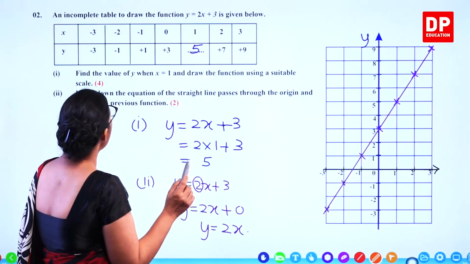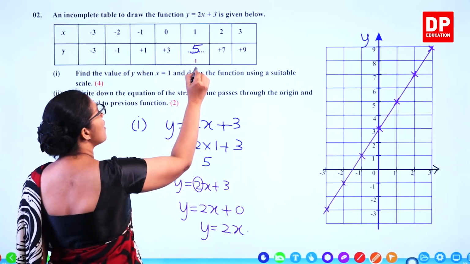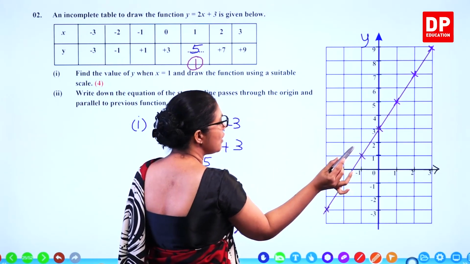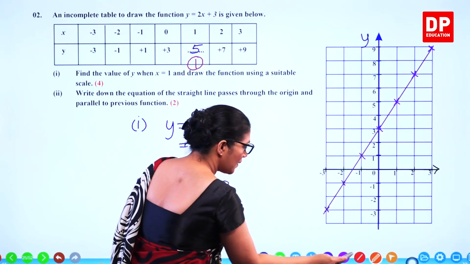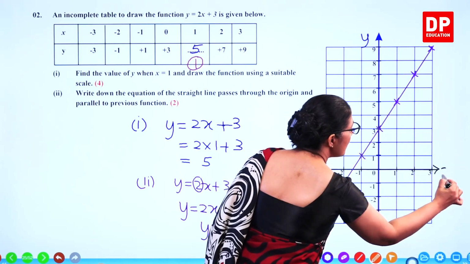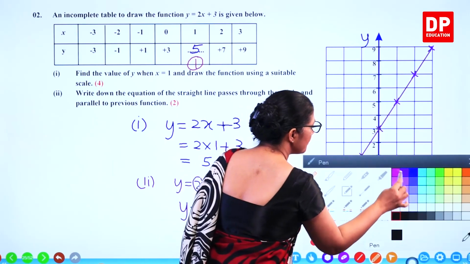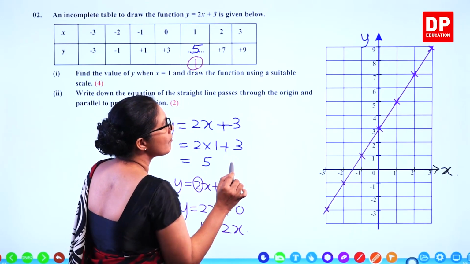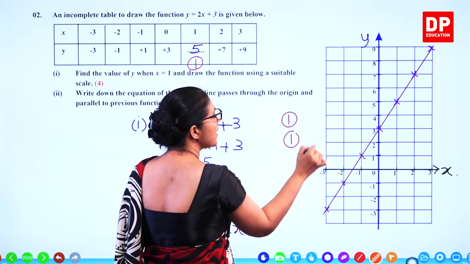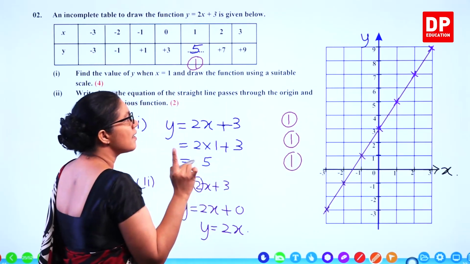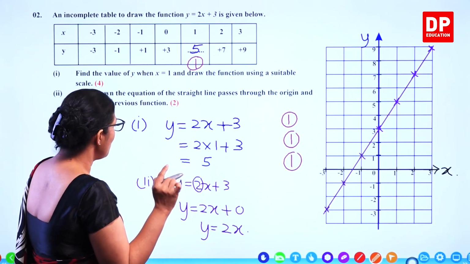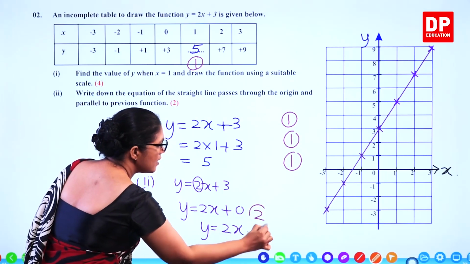So how many marks for that? You are getting 1 mark for finding this value and 3 marks for the graph. How do you get 3 marks? Here you have to put X here. So 1 mark for the scale, 1 mark for marking the points, and 1 mark for connecting all the points. So 3 and 1, 4. Then part 2, you get 2 marks for finding the equation.